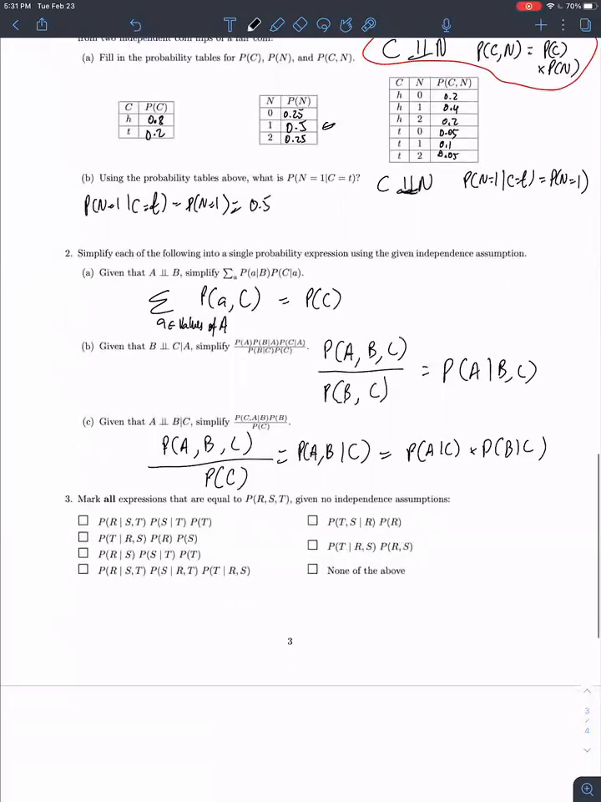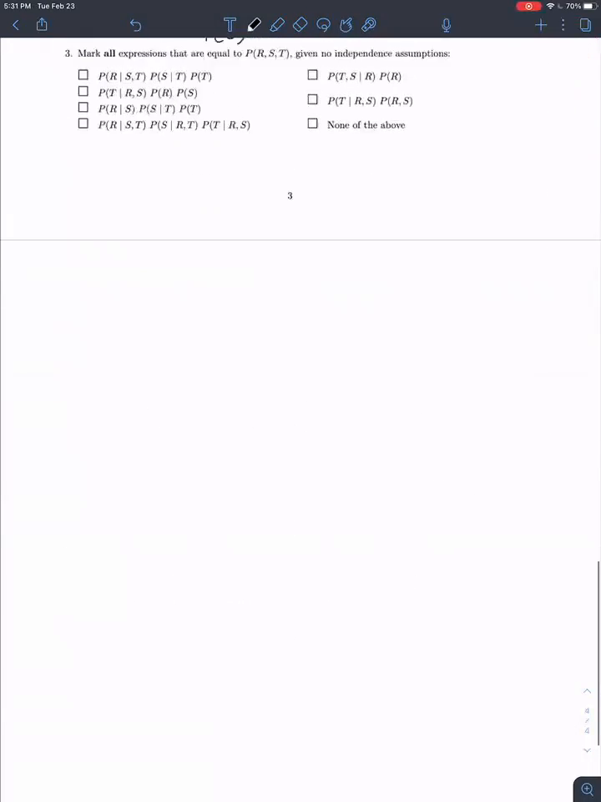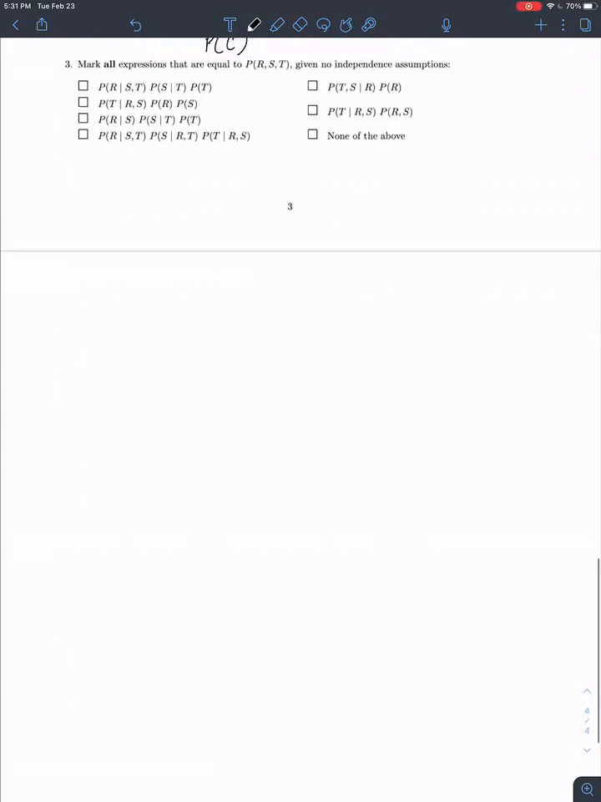All right. Now finally, we're marking all expressions that are equal to probability of R and S and T given no independence assumptions. All right. So the first one, probability of R given S and T, probability of S given T, probability of T. Well, how would you get something like that? So probability of R and S and T. Well, it's probability of T times probability of R and S given T.